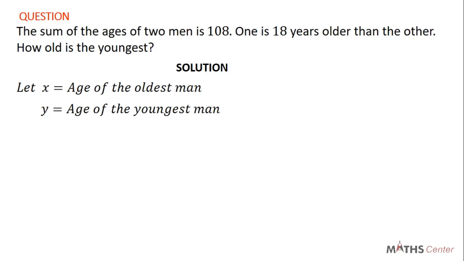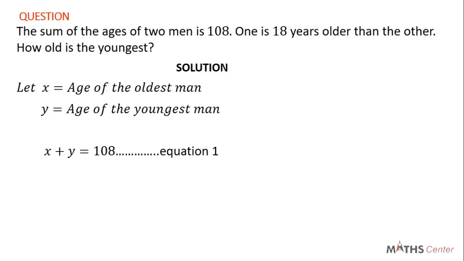Now that we have variables representing these unknowns, we can use this new information to tackle the question again. The first part of the question says that the sum of the ages of these two men is 108. What that means is that if you add the age of the oldest to the age of the youngest, we are going to get 108. So x plus y will give us 108. So that is equation 1.